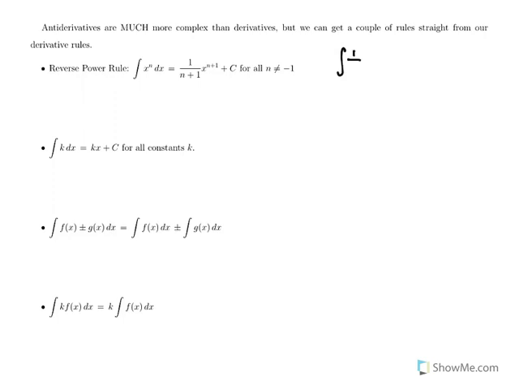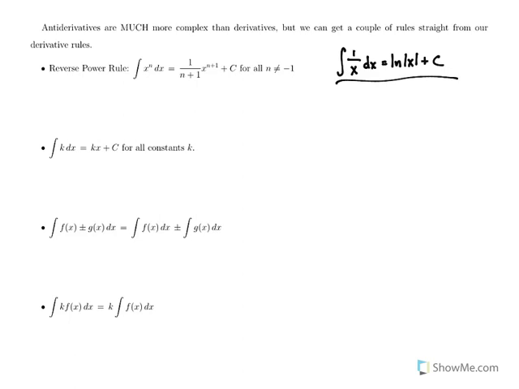We have that the integral of 1 over x, that is x to the negative first, is going to be something different: natural log of the absolute value of x plus C, but we'll see that on the next page.